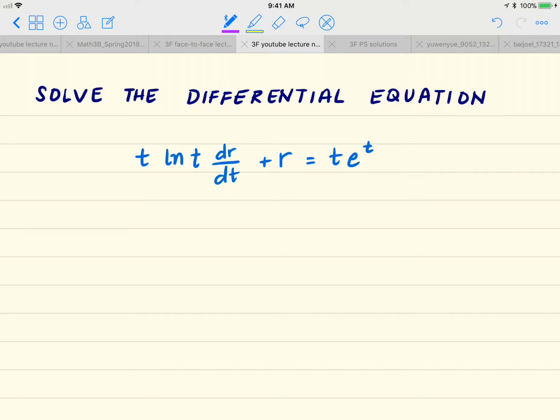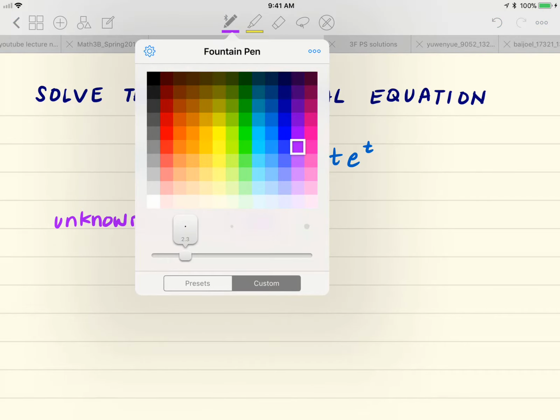So our unknown is r, right? And r is a function of t. So we're essentially going to be solving for r. Let's see here. We can make this a little smaller.